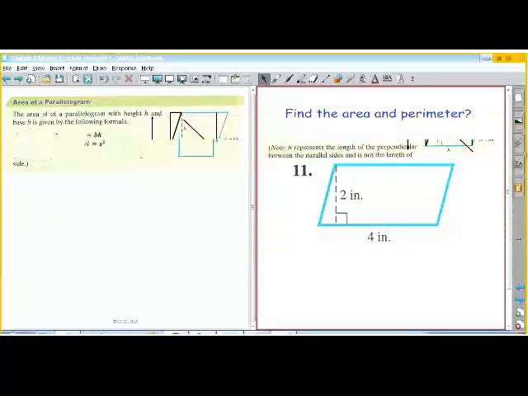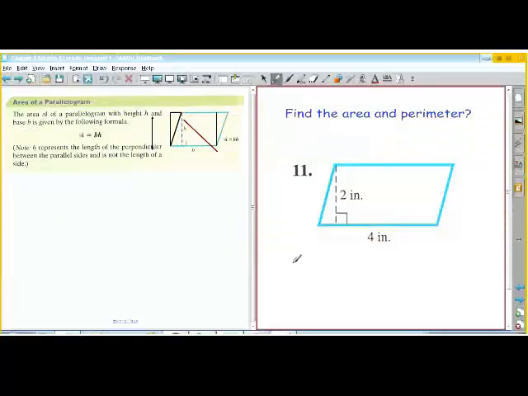So again, here's a problem. It's just a simple, trivial calculation. And actually, we cannot calculate the perimeter. We can only calculate the area for this problem. They don't give you enough information to figure out what the length of this side is. So the area of a parallelogram is the base times the height. In this case, the base is 4 inches. The height is 2 inches. Therefore, the answer is 8 inches squared.